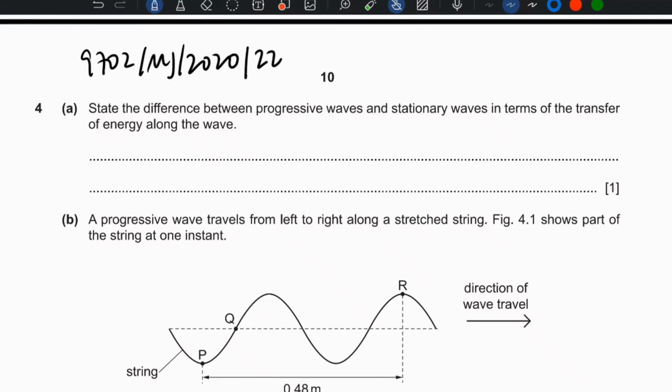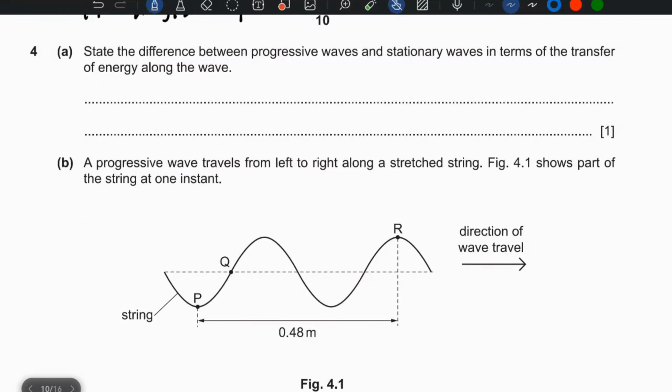So today we'll be looking at 9702 May-June 2020 variant 22, and specifically we'll be looking at question 4. Okay, so let's start with A.